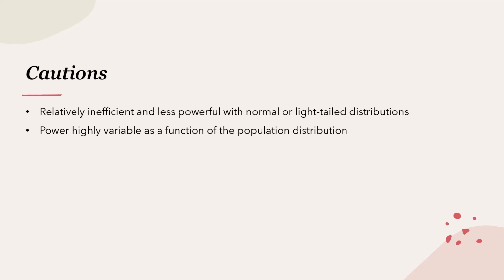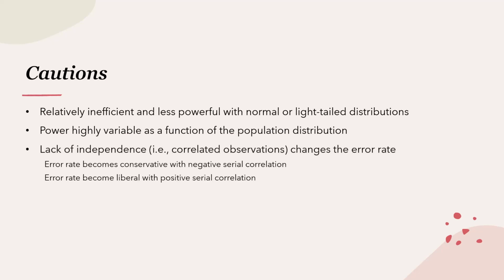Now, a caution I'm going to give about the sign test that is not unique to the sign test, but is true of any test that requires independent observations, is that the lack of independence, that is, the observations being correlated, changes the error rate. One of the most common ways in which you can have correlation among observations is what we call serial correlation. That is, when the second observation is somehow related to the first, and the third somehow related to the second, and so forth. The error rate becomes conservative.